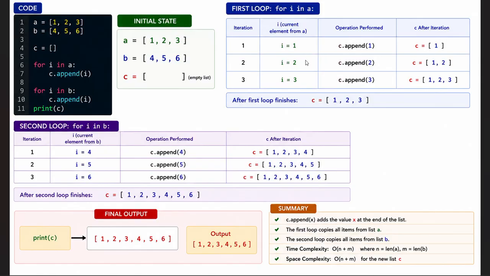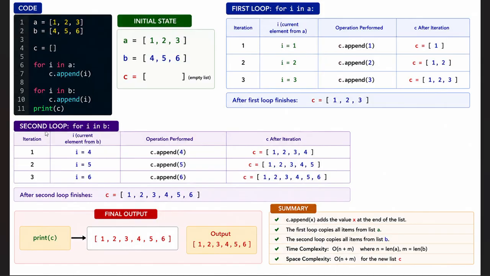Now i equal to 2, c.append(2). Here we will add 2. Now the updated list is 1, 2. And here i equal to 3, c.append(3). Now c equal to 1, 2, 3. After the first loop finishes, this is the updated list, c equal to 1, 2, 3.